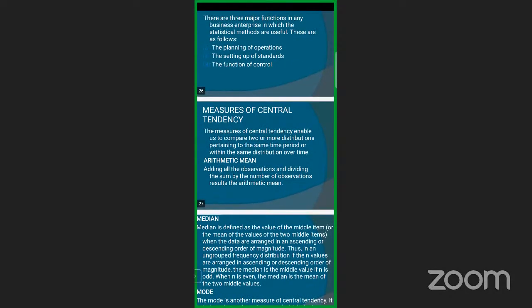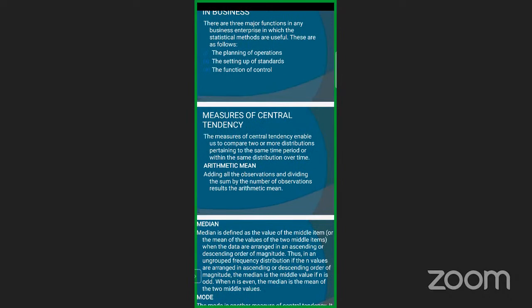Then the second is the median. The median is defined as the value of the middle item, or the mean of the values of the two middle items, when the data are arranged in ascending or descending order of magnitude. If the n values are arranged in ascending or descending order of magnitude, the median is the middle value if n is odd. When n is even, the median is the mean of the two middle values. The median is a positional average. The other positional averages are the median and the mode.